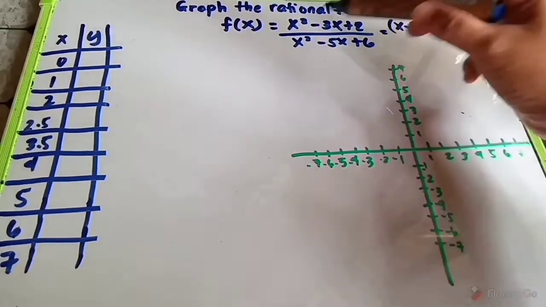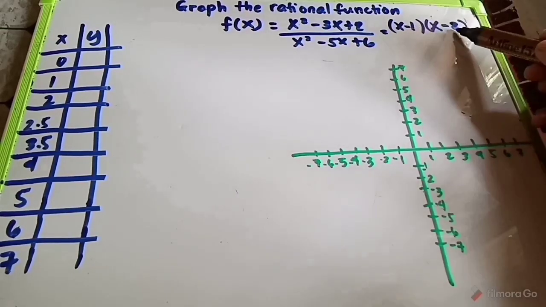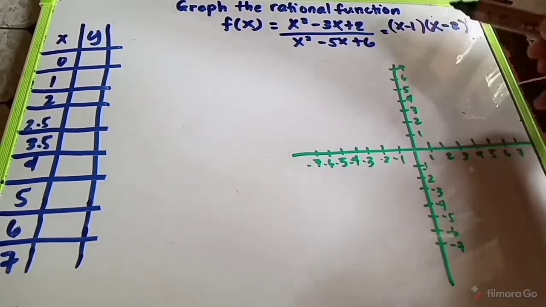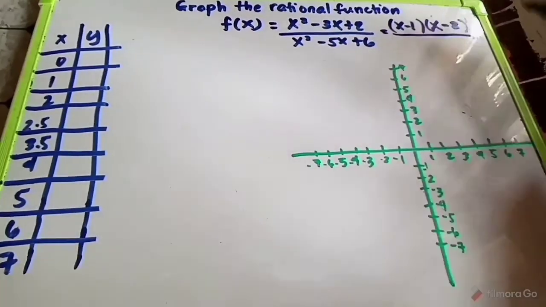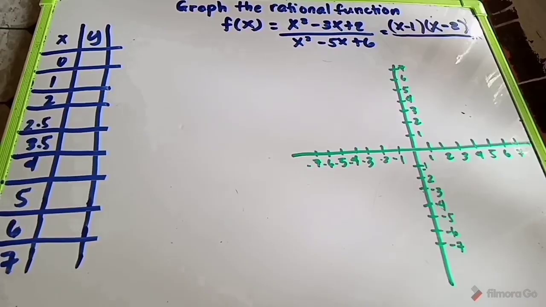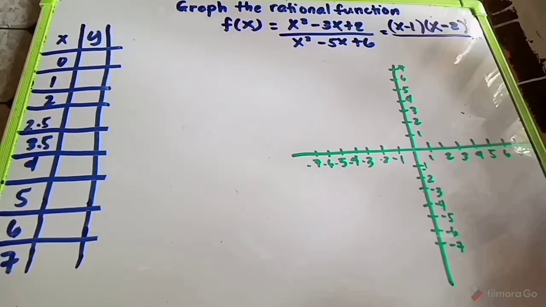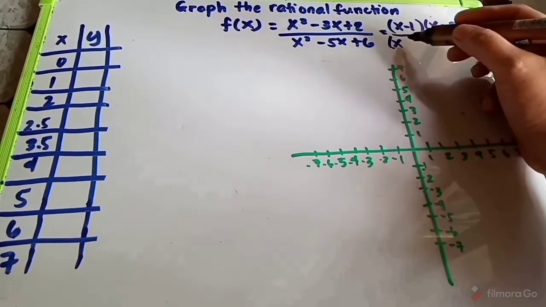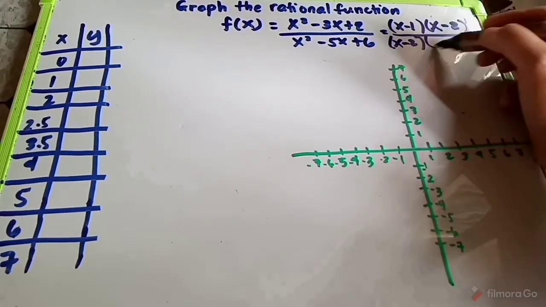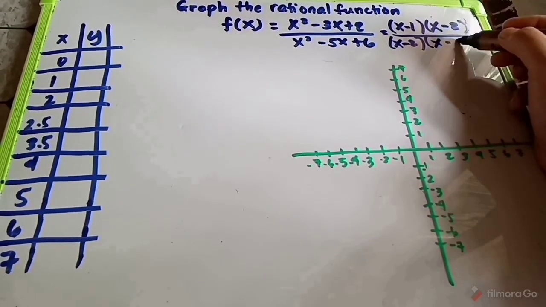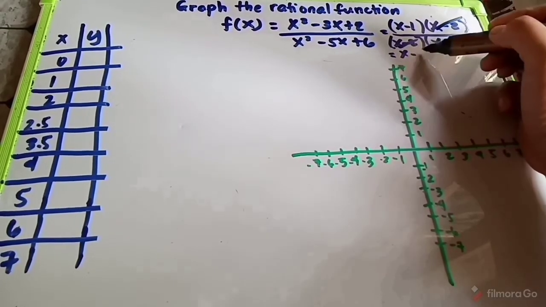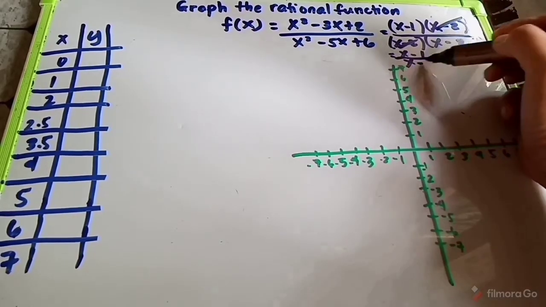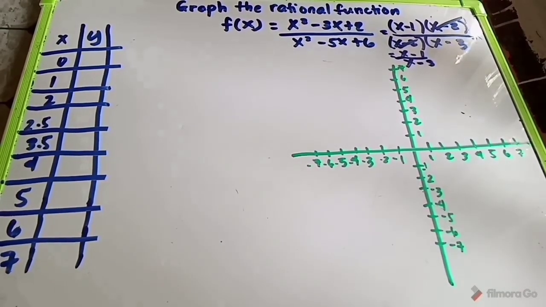Because x times x is x squared. Negative 1 times negative 2 will be positive 2. And then if we add negative 1x and negative 2x, the answer is negative 3x. And what will be the factors of x squared minus 5x plus 6? So we have x minus 2 and then x minus 3. So we cancel this one, and the remaining will be x minus 1 and x minus 3. Am I right?